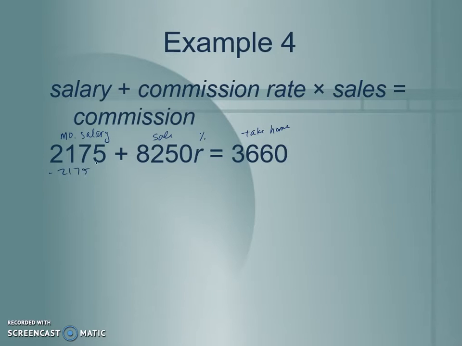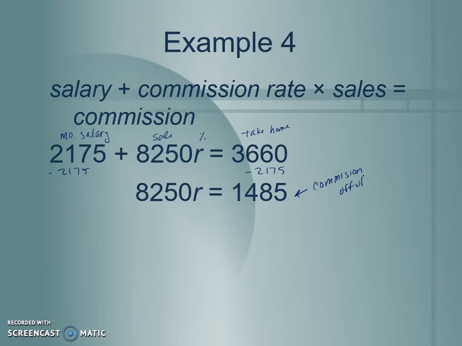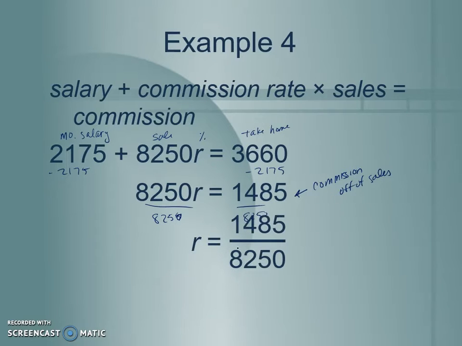So first things first is a two-step equation. We'll subtract $2,175 from each side. So now we know that $1,485 was the commission he made off of sales. And then we just divide by 8,250 on both sides. And we get 0.18. Remember, we were solving for a rate, which is a percent, so this would be 18%.